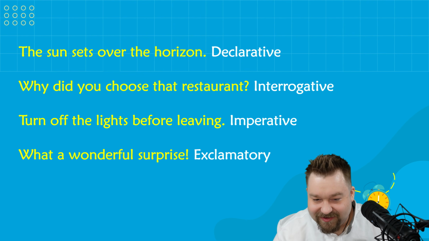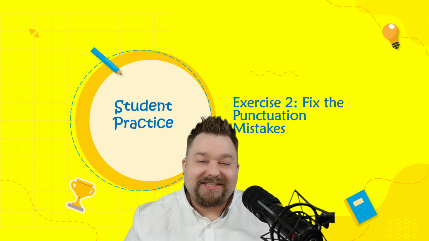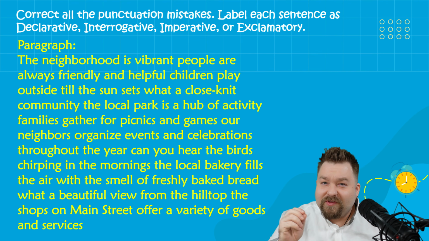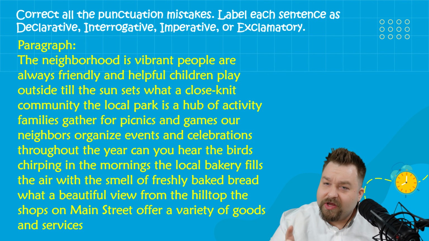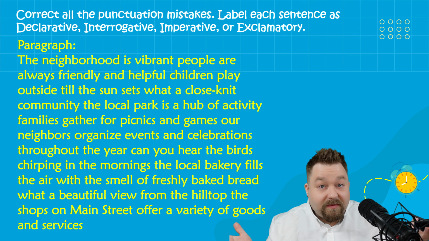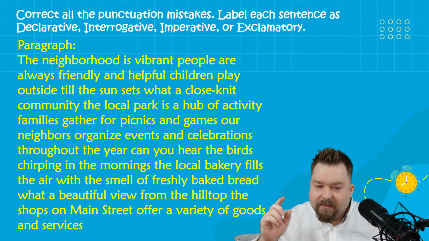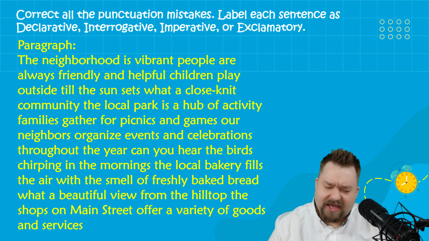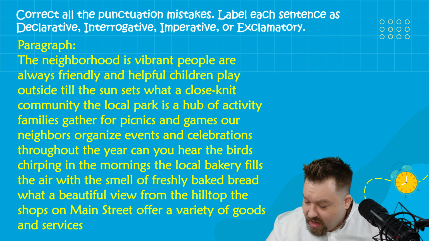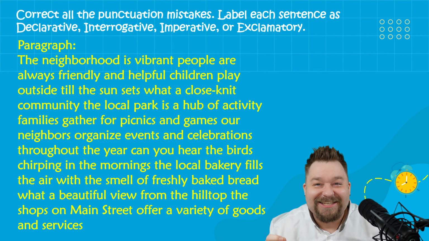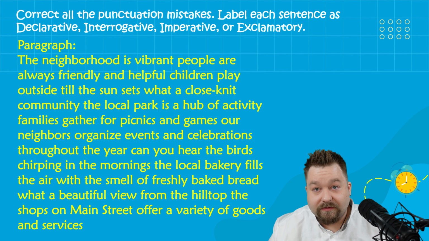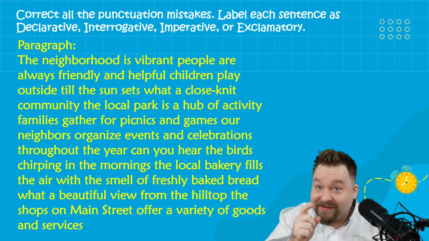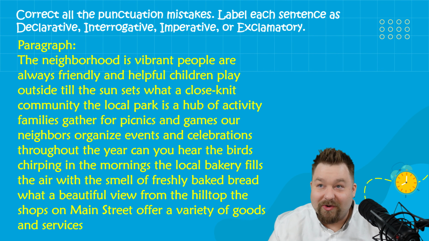There we go. Let's check out student practice number 2. Do the same thing. We're going to fix these punctuation mistakes, but we're also going to read a paragraph and label each sentence. Which type of sentence is it? Okay? But look at this. It's tricky. You're going to have to pay attention. Read each sentence clearly and try and find where the punctuation goes. Okay? Take your time. Pause the video and we'll check out your answers.